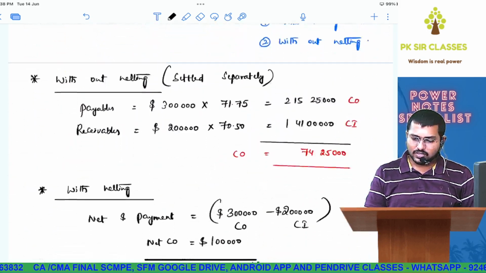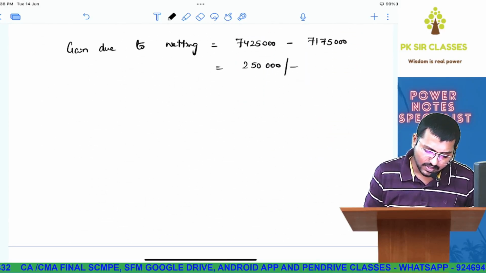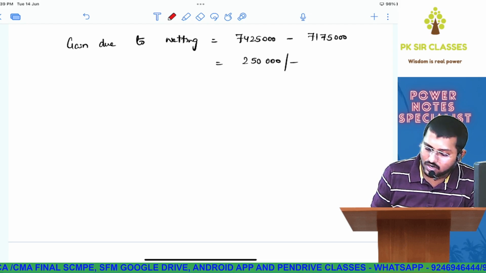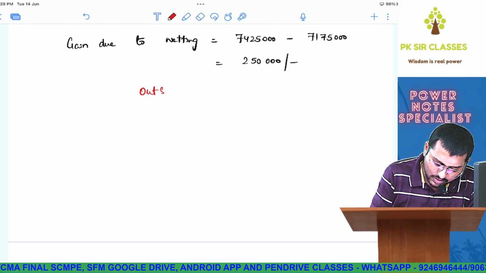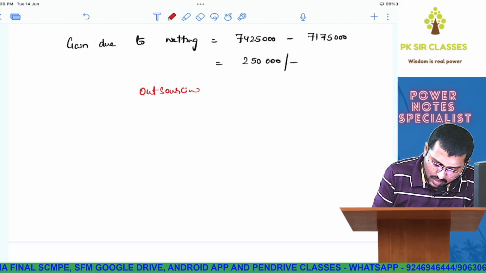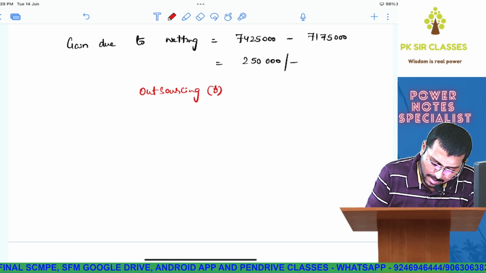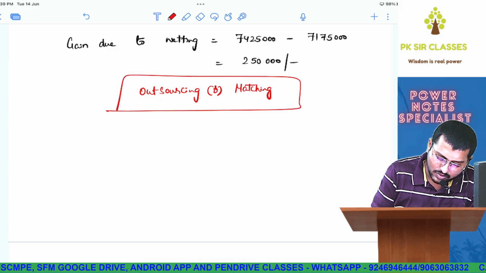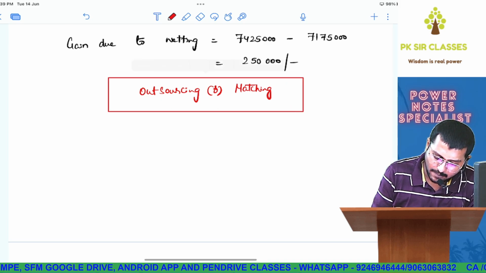Netting is also done. What is the next one we have got? Internal hedging. What is the next one we have? Outsourcing or matching. This is also just 2 sentences. That's all. Outsourcing or matching.